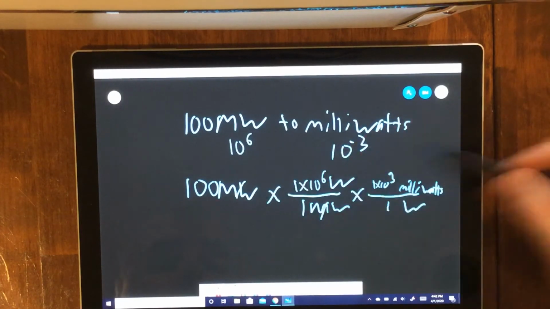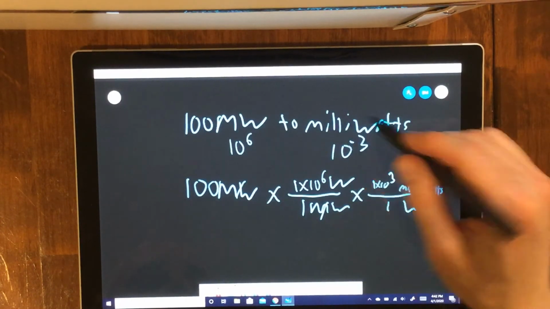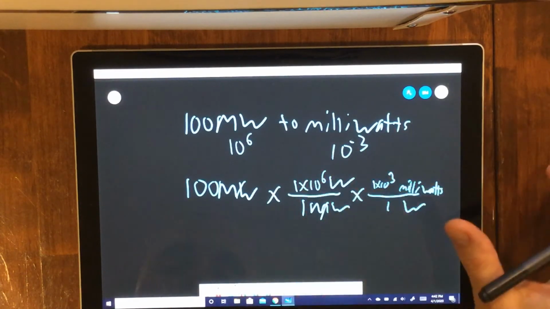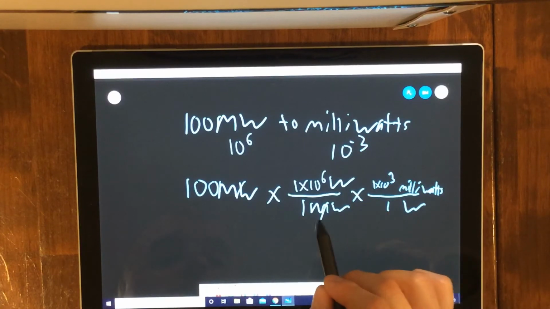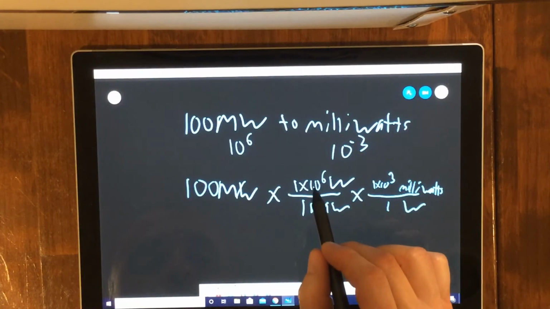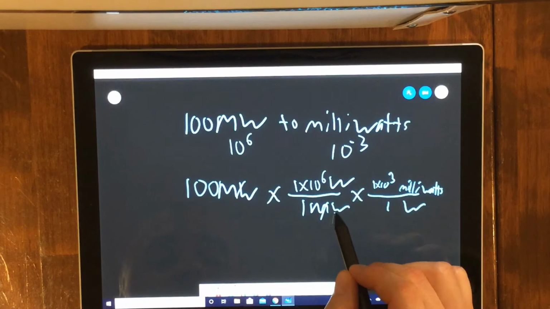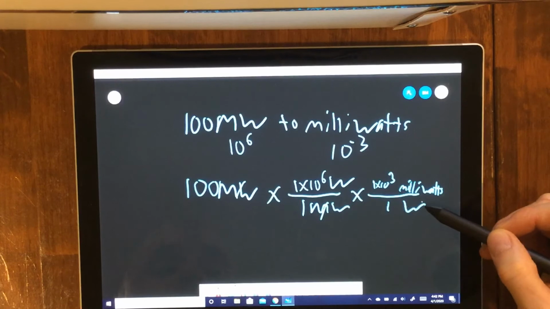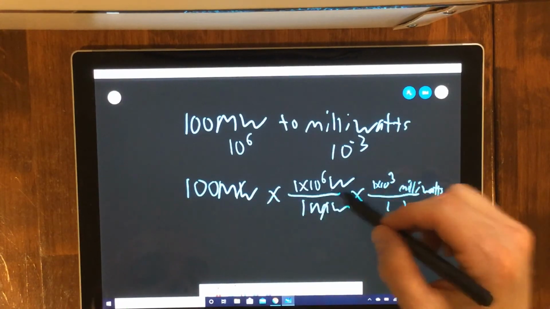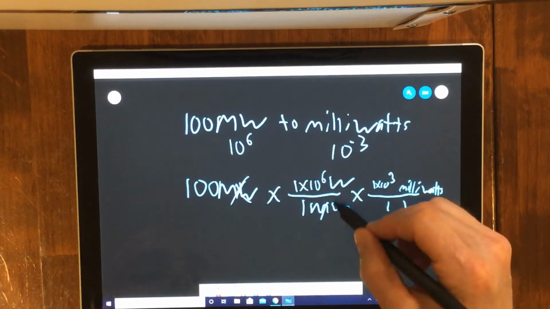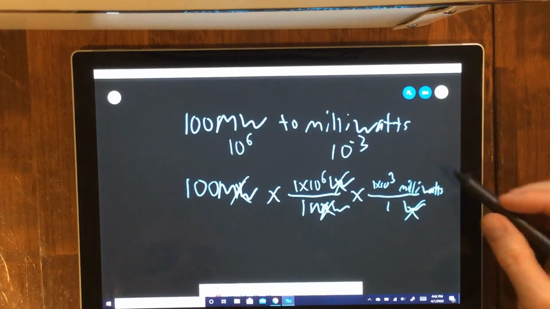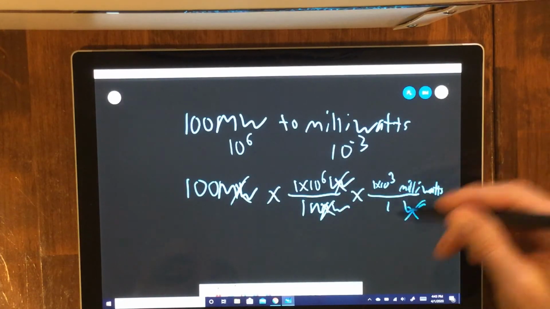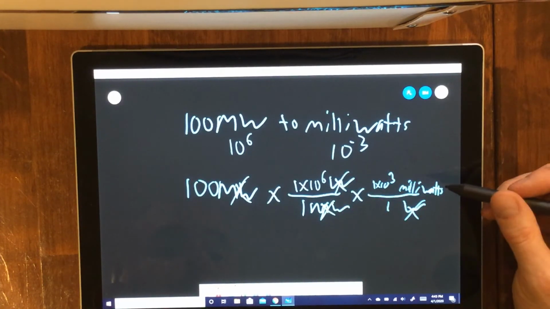It depends on how you set these up. If I inverted all of these, basically you want milliwatts on top. Depending on the direction, whether you're getting bigger or smaller, 1 watt would be 1 times 10 to the negative 6 megawatts. And 1 milliwatt would be 1 times 10 to the negative 3rd watts, right? The units would be in the same spot, because I'm canceling megawatts, canceling watts, and I'm getting milliwatts. But again, the conversion depends on how you want to do it. Hopefully that's making sense to you.